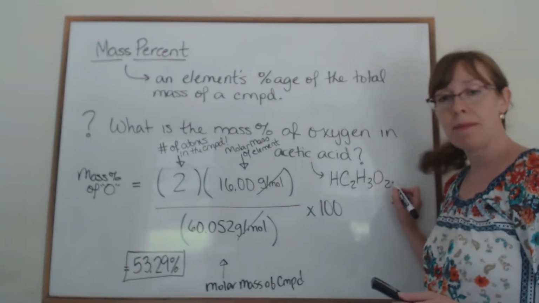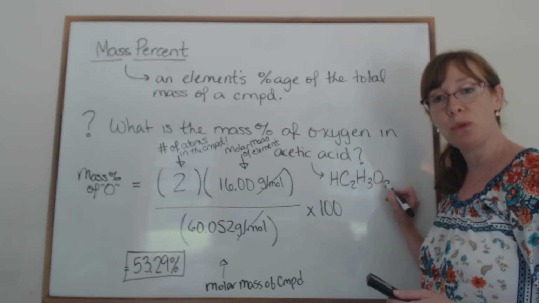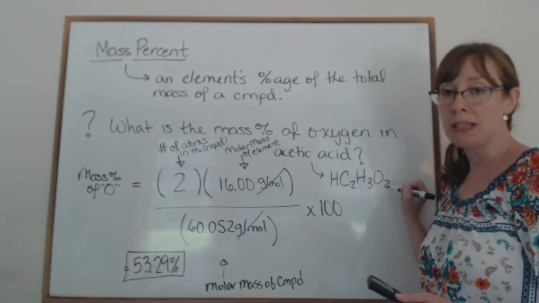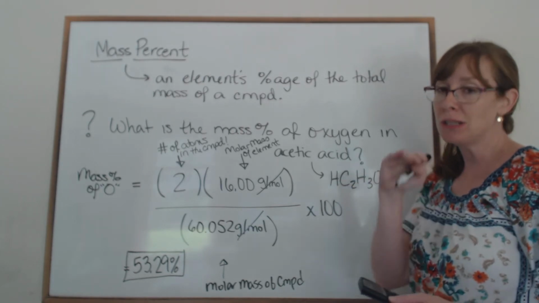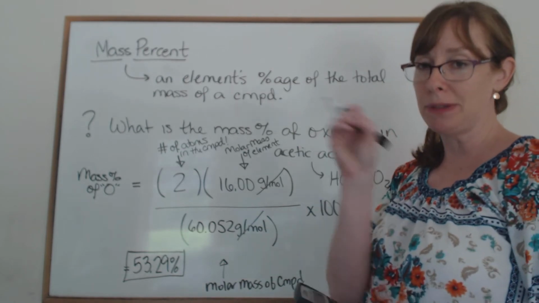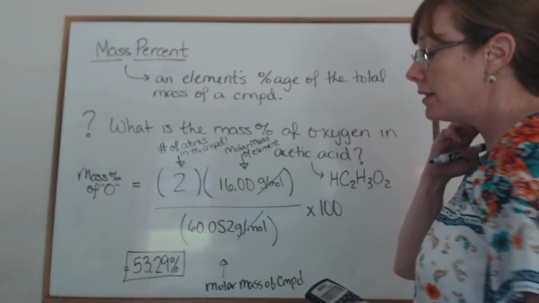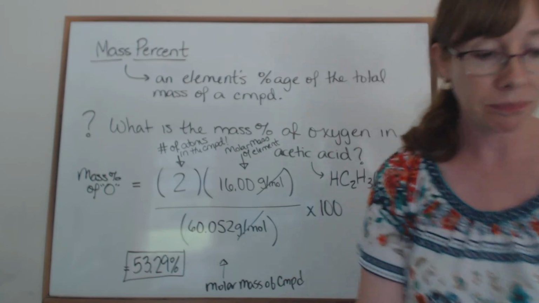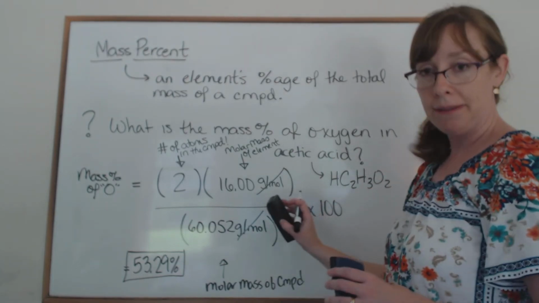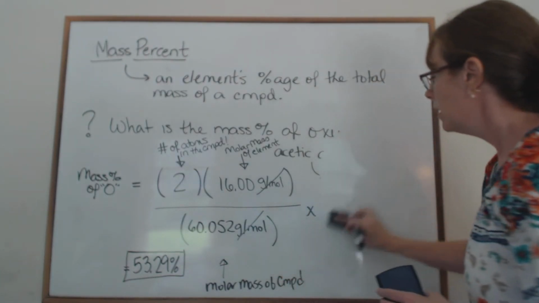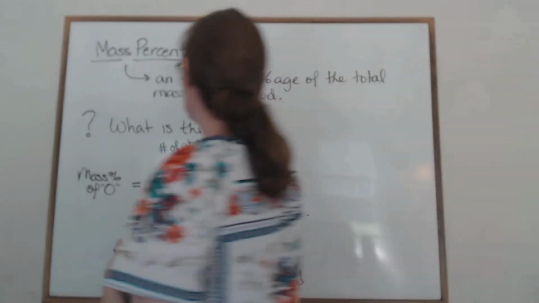So it looks like there's not that many oxygens in there, but because oxygen weighs so much, its mass percent is pretty high. See, there's a lot of hydrogens, but they're so little that their mass percent would be small, kind of no matter what. So that's how you calculate a mass percent. Pretty easy, okay? Let me show you how you might end up using that.